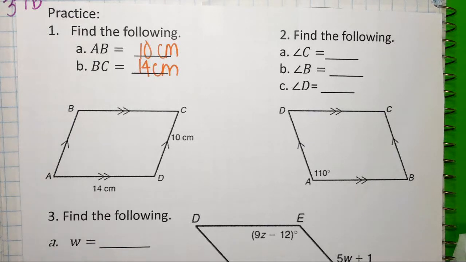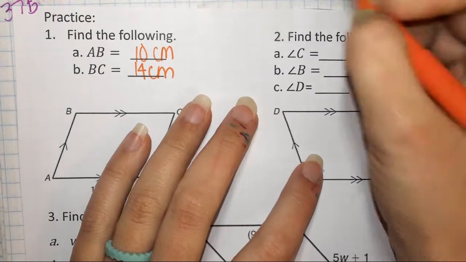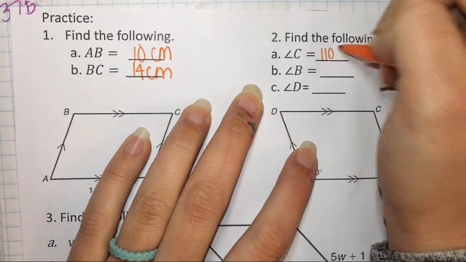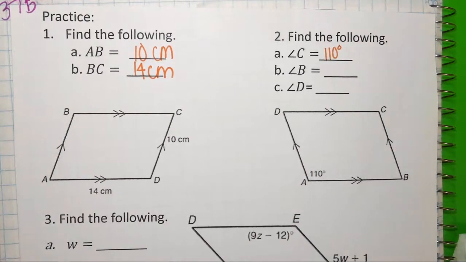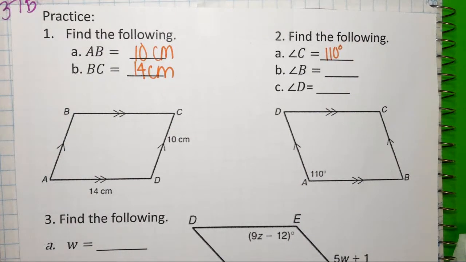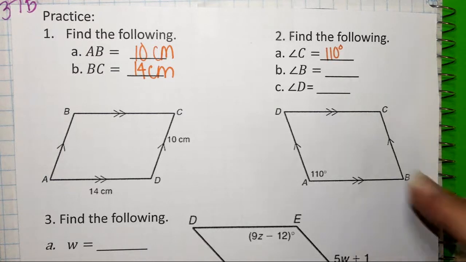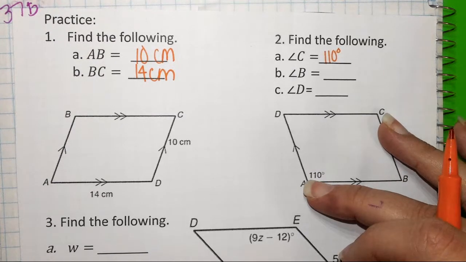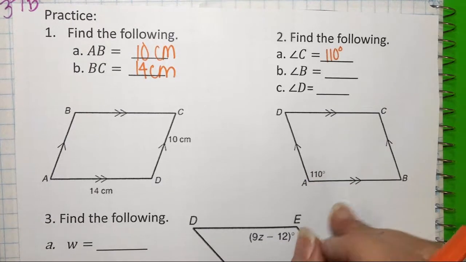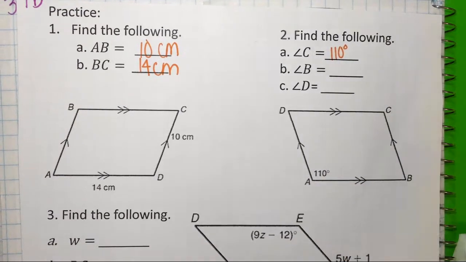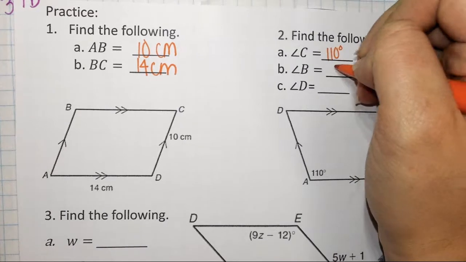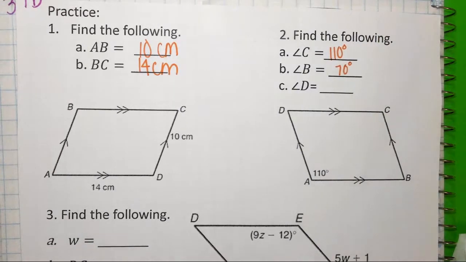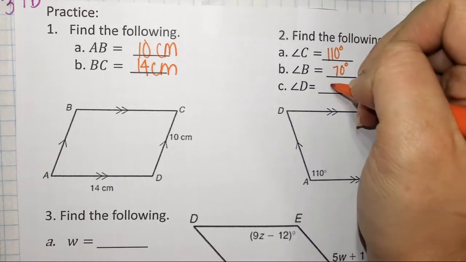Alright, what is the measure of angle C? 110. How do we know that it's 110 degrees? It's opposite of angle A, right? And that means that they're congruent because it's a parallelogram. Alright, what about angle B? 70, because you do 180 minus 110. And what's angle D? 70.